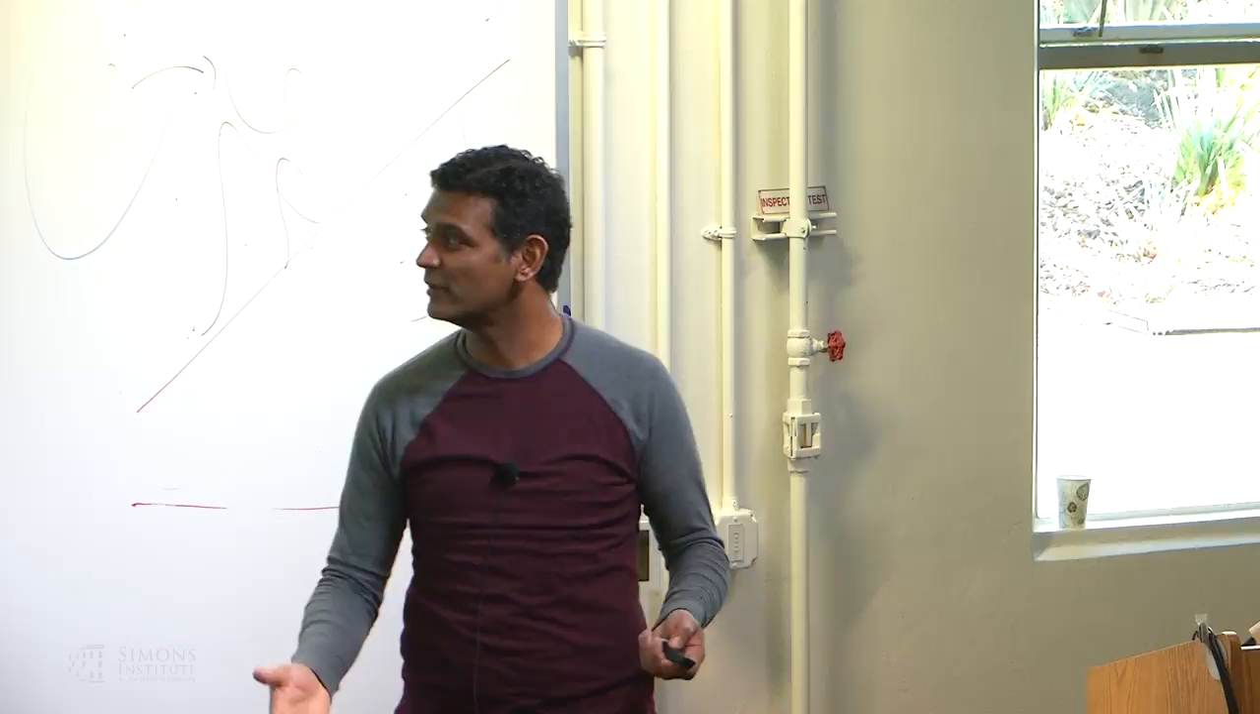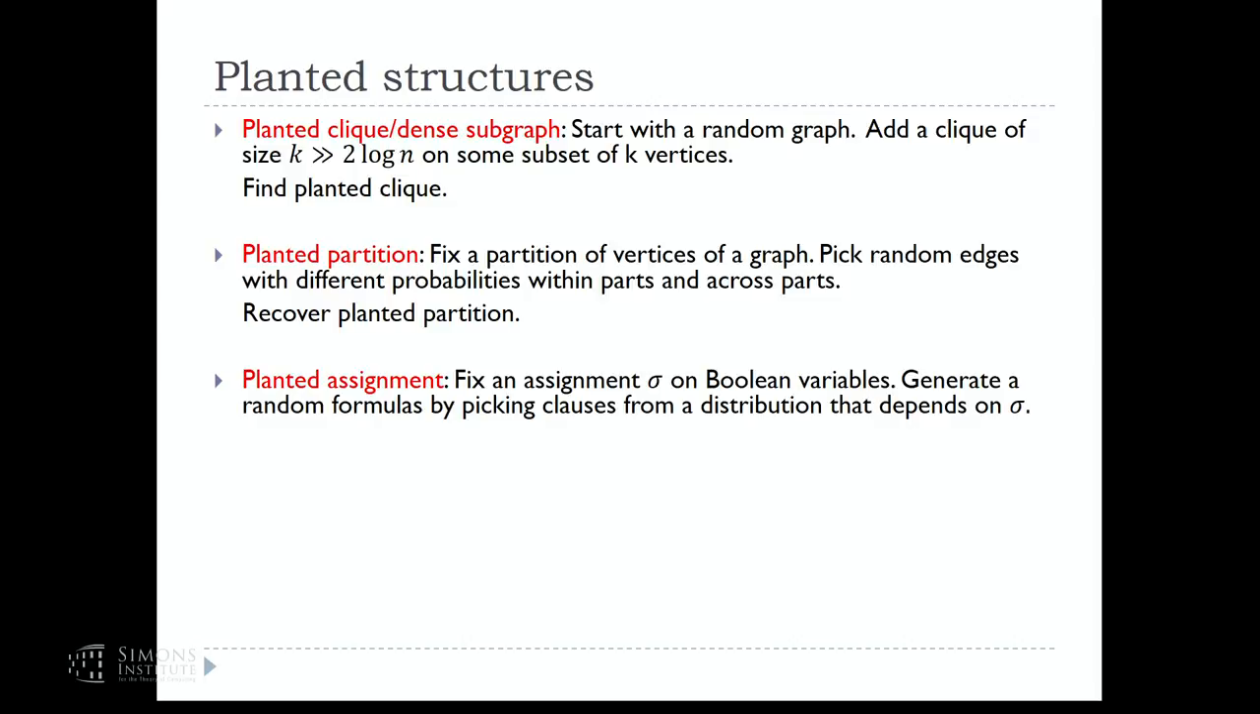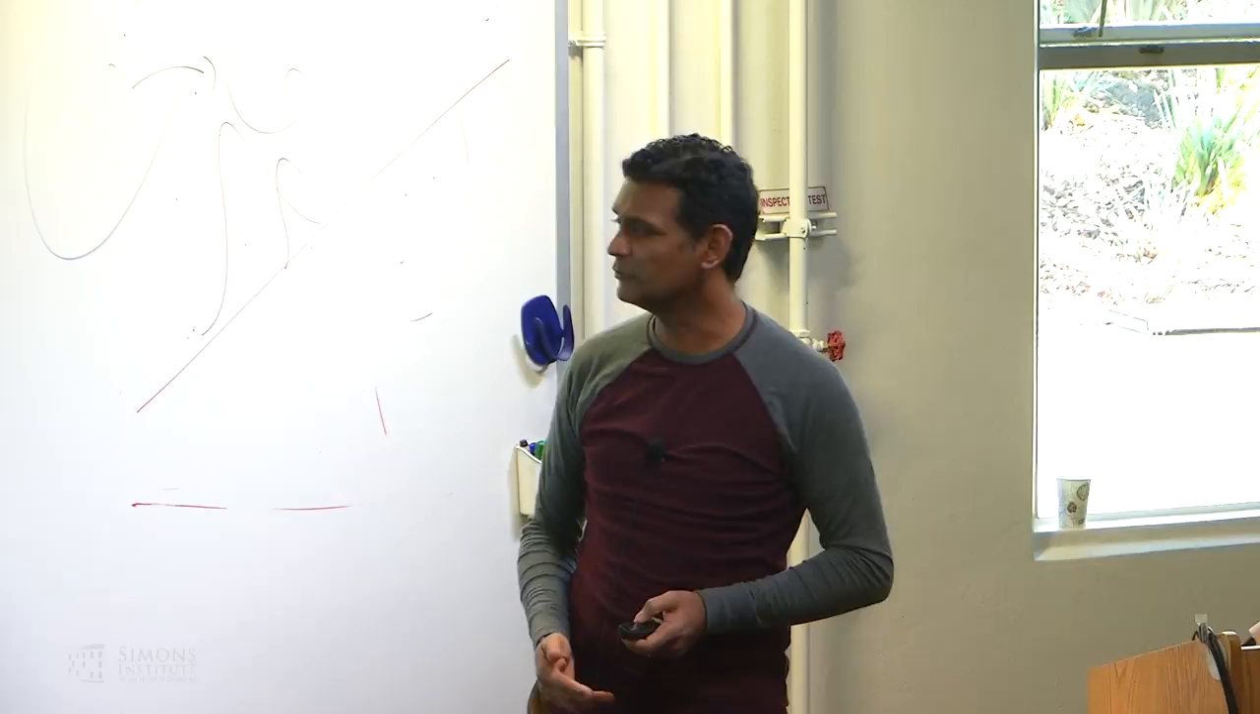Now, similarly, you can ask other ones. Take a random graph, introduce a partition where the density is lesser than the density in the rest. Can you find this partition? Again, that's a hard problem in the worst case. Planted assignment: there's a constraint satisfaction problem or a satisfiability problem, and you're seeing all these clauses, and the clauses are random, but they're consistent with some assignment. Can you detect this? And can you find the assignment?